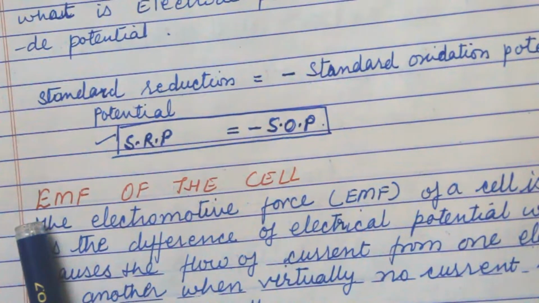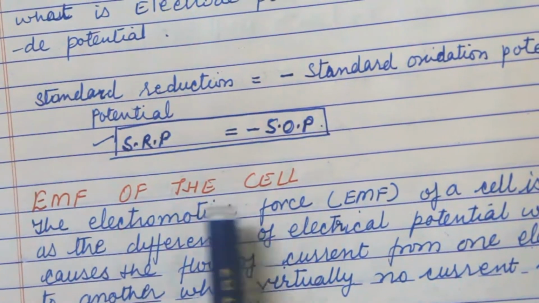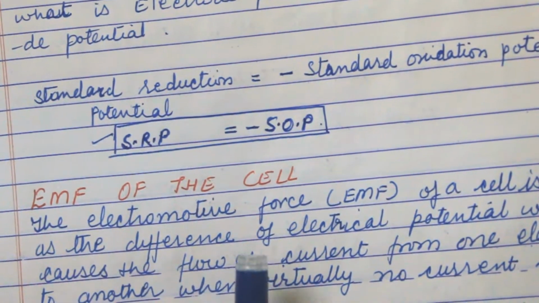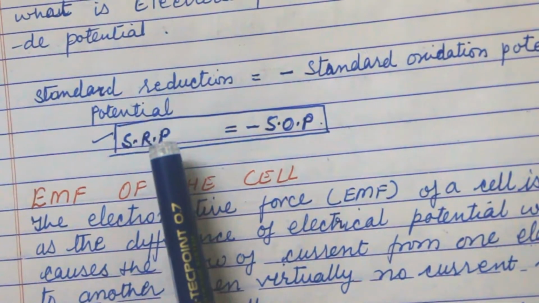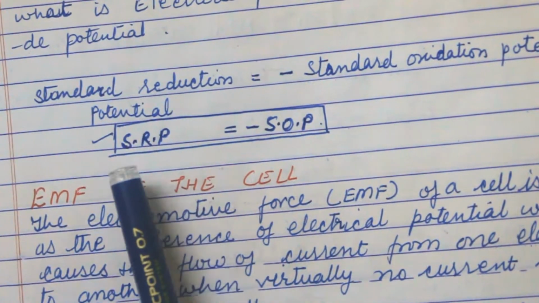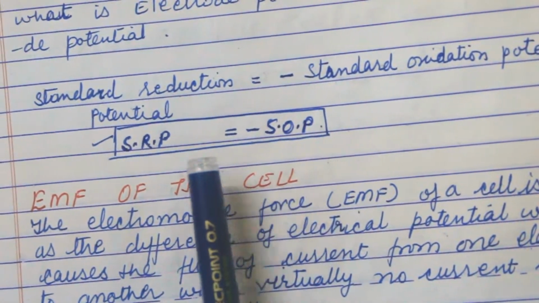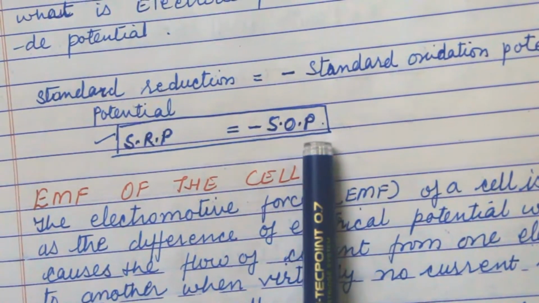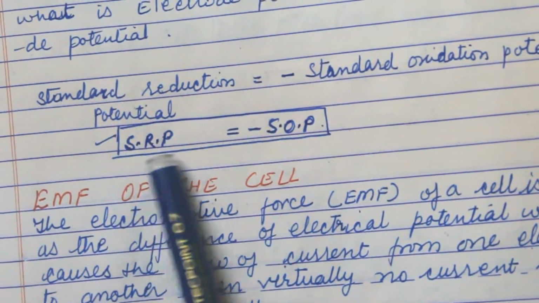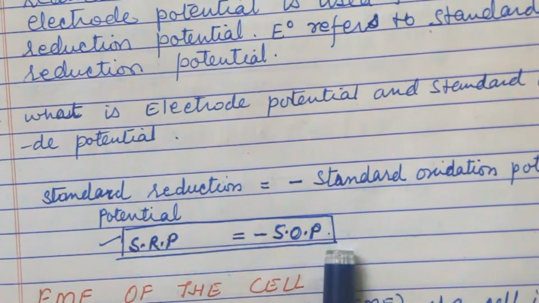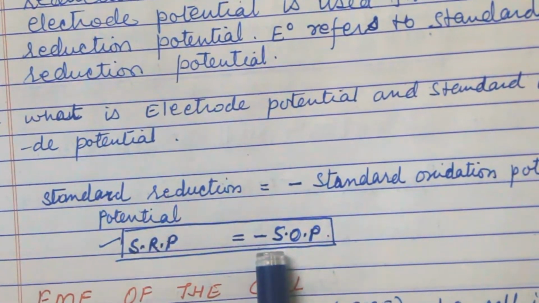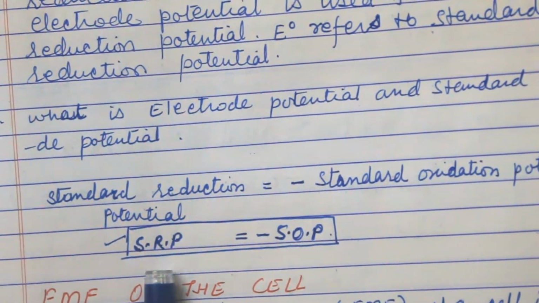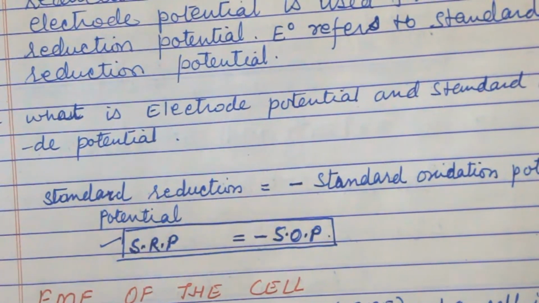Students, today my topic is EMF of the cell. EMF of the cell means the electromotive force. Firstly, yesterday we discussed that there is no oxidation potential. So SRP is equal to minus SOP, this you have to remember always. There is no SOP, and if we consider SOP, then it is negative in terms of standard reduction potential. So come to the EMF of the cell.